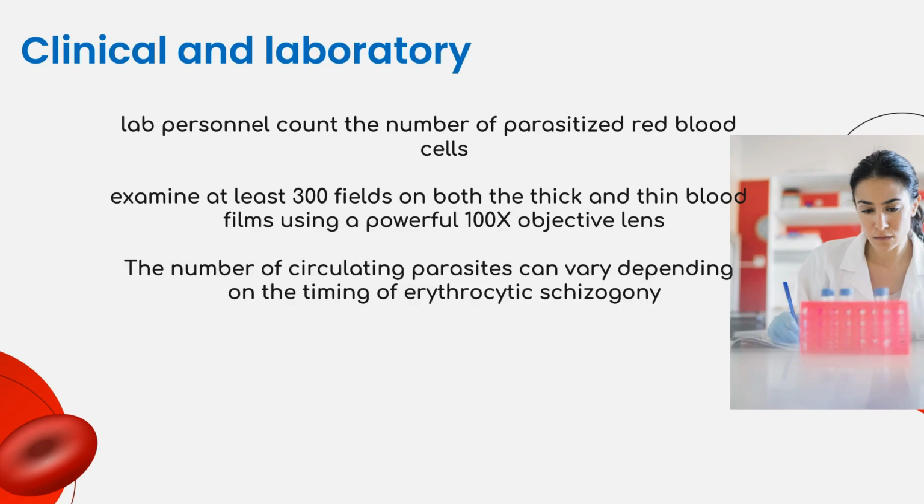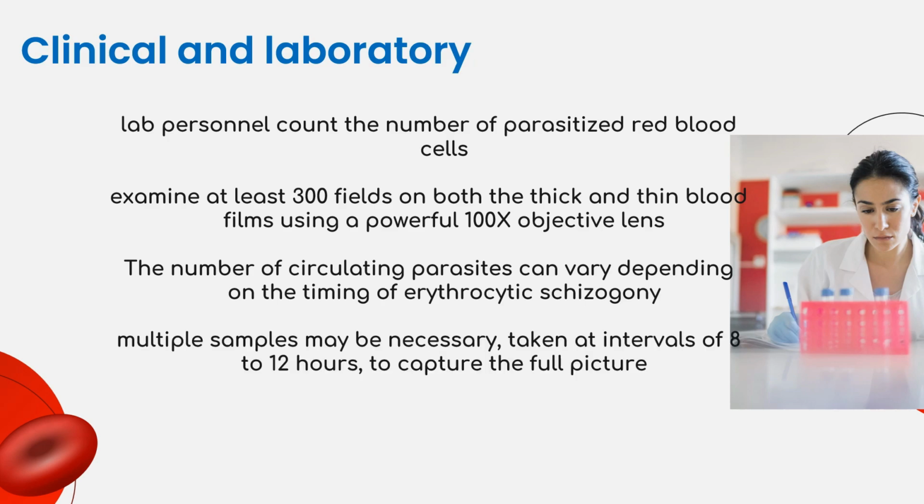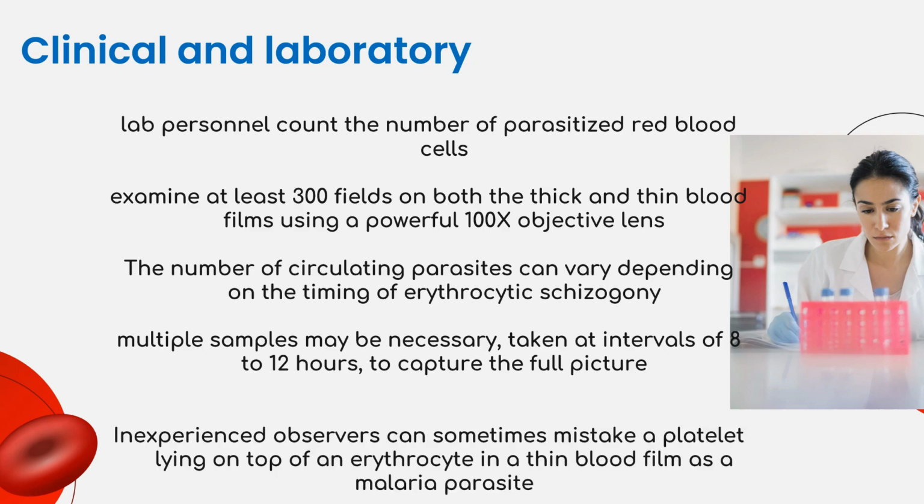Here's an important tidbit: the number of circulating parasites can vary depending on the timing of erythrocytic schizogony, the parasite's life cycle stage. That's why multiple samples may be necessary, taken at intervals of 8 to 12 hours, to capture the full picture. Before we wrap up, remember that detecting malarial parasites and species identification require experienced laboratory personnel. Inexperienced observers can sometimes mistake a platelet lying on top of an erythrocyte in a thin blood film as a malaria parasite.